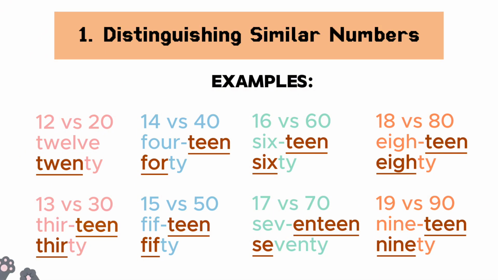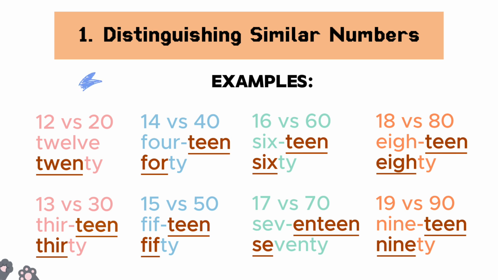The primary challenge here is the stress on different syllables. Here is the example: 12, 20. 12 is a single syllable word. Notice how there are no separate vowel sounds. We say it in one breath. Let's say it together: 12.